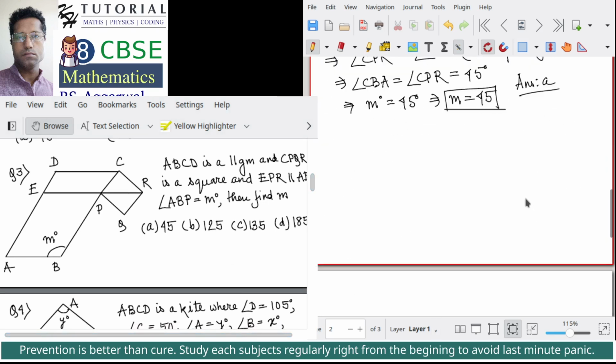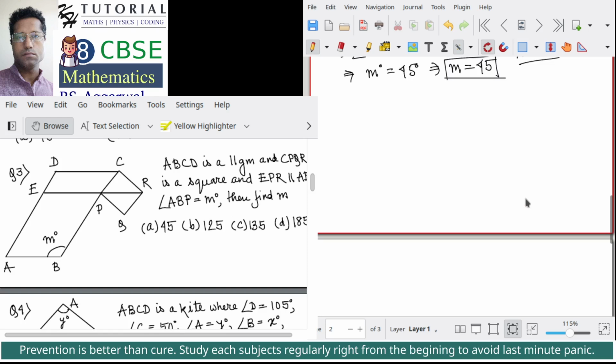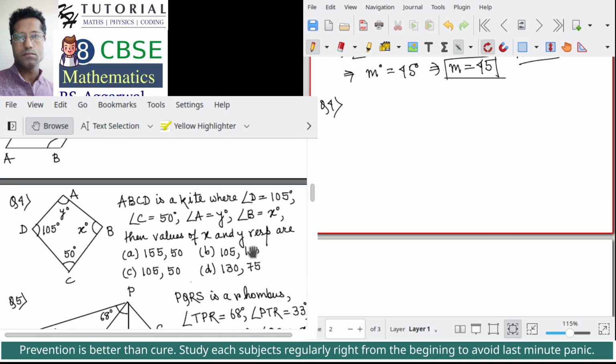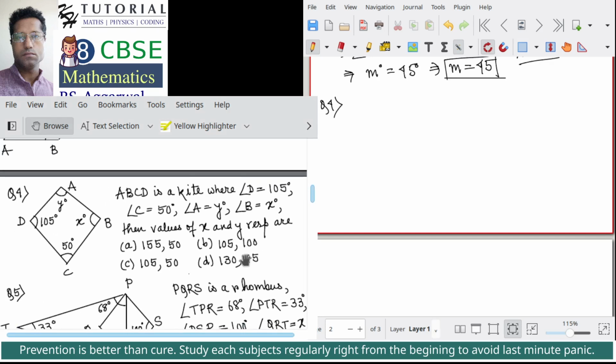Okay, let's do question number 4. A figure is given. ABCD is a kite where angle D is 105 degrees, angle C is 50 degrees, angle A is y degrees, and angle B is x degrees. We have to find the values of x and y respectively. So ABCD is a kite.